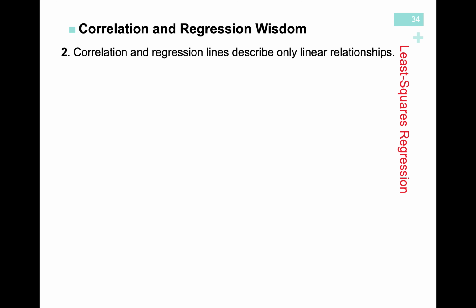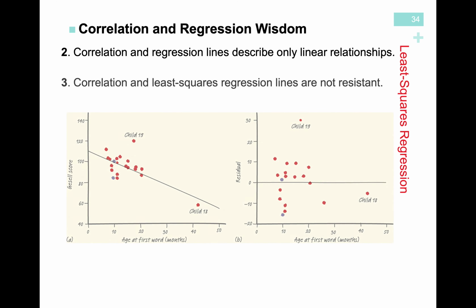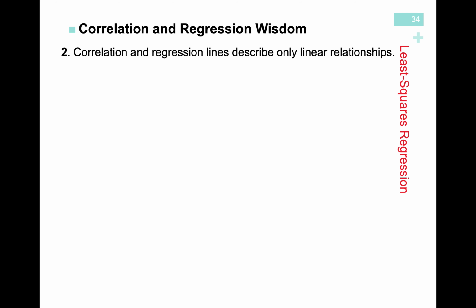Correlation and regression lines describe only linear relationships. Correlation, R, and a regression line should only be used to describe linear relationships. These do not apply to curved lines of any kind, whether it's quadratic, cubic, quartic, logarithmic, exponential, any of that stuff. Correlation and regression are only used for linear relationships.